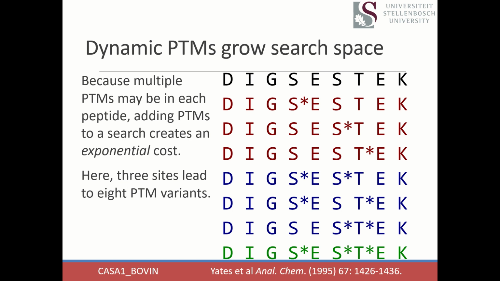So you can think about this as a math problem. Each of these amino acids has 2 possible states, and there are 3 of them. 2 raised to the 3rd power is 8. So that's how one peptide became 8 in this case. This is why it's expensive in time and expensive in sensitivity as well to search for lots and lots of PTMs, because one peptide can explode into this very large number of peptides, creating an exponential search cost. Okay.